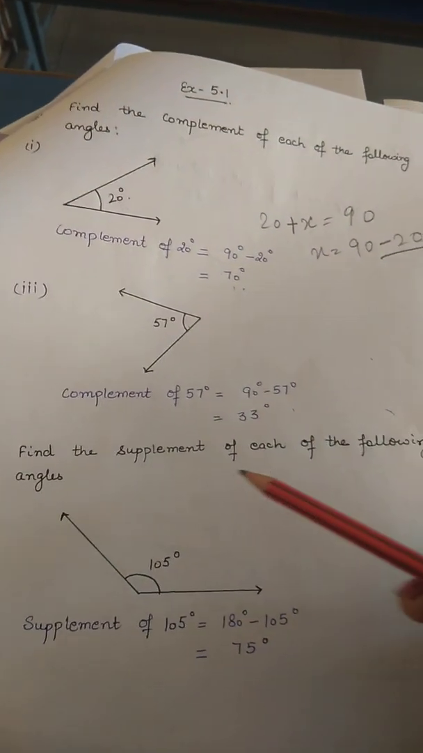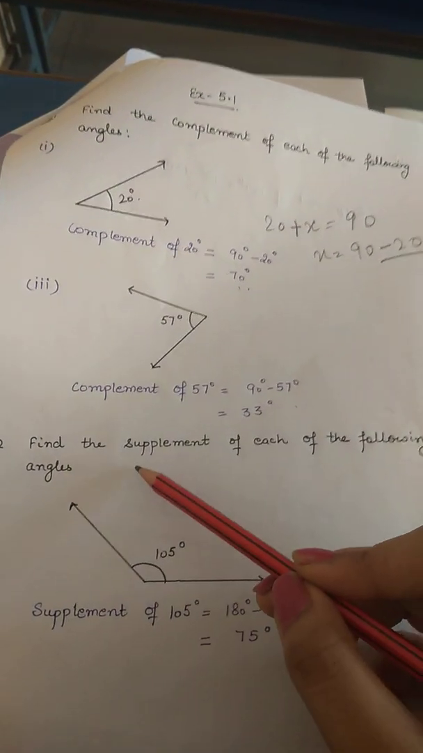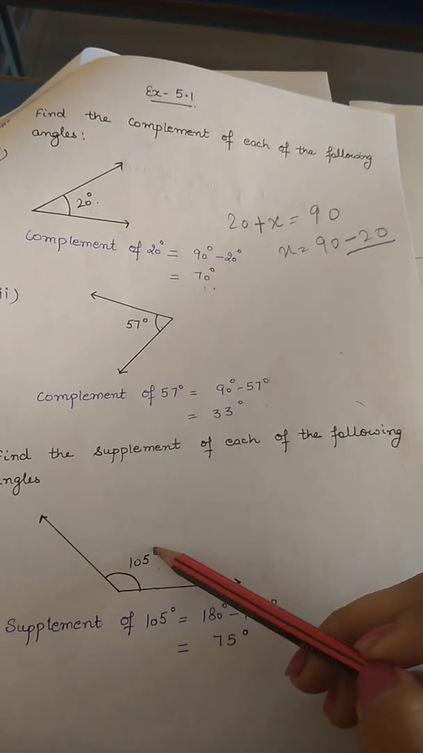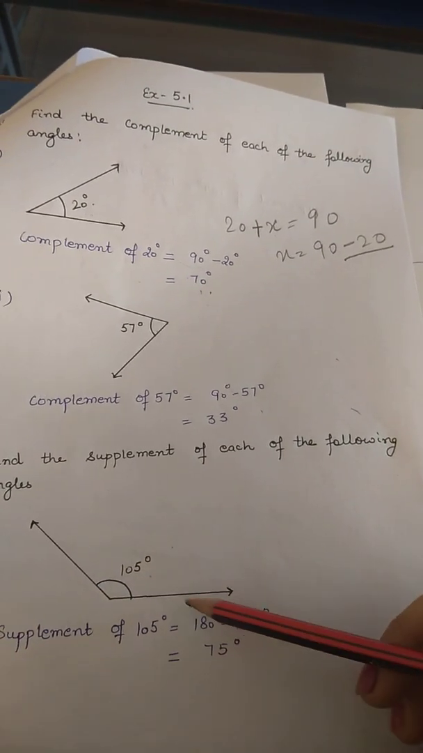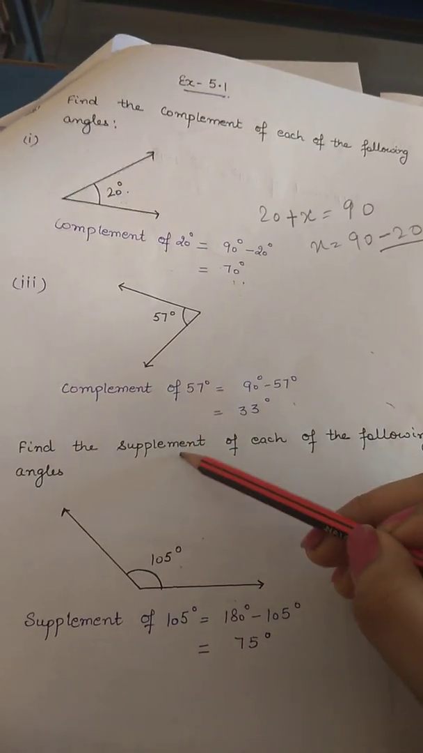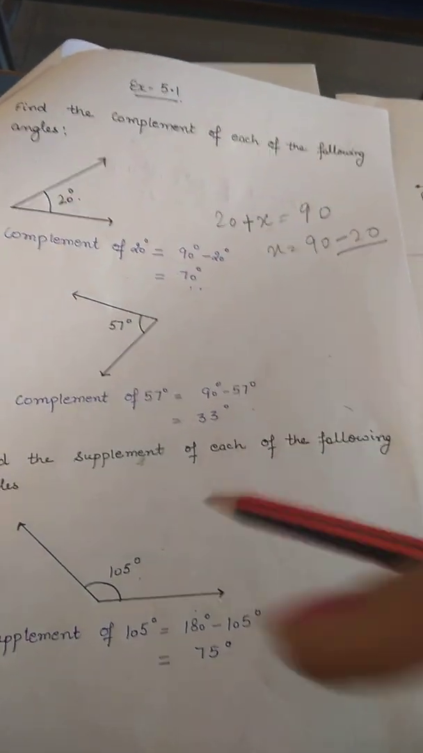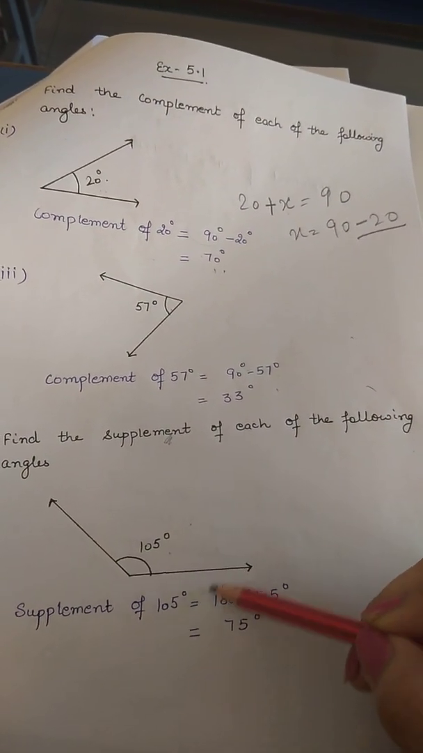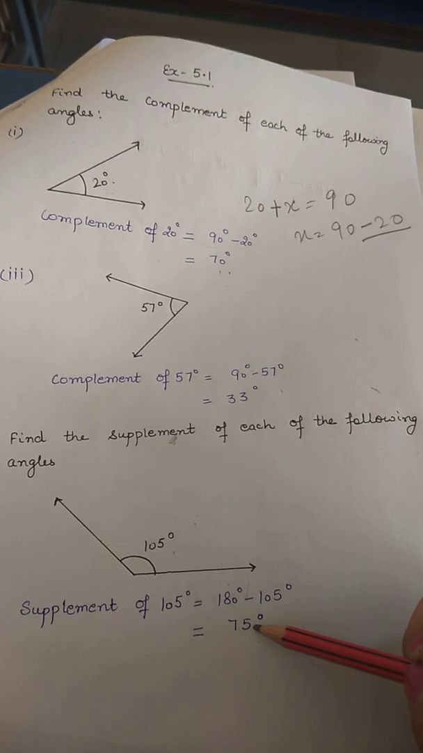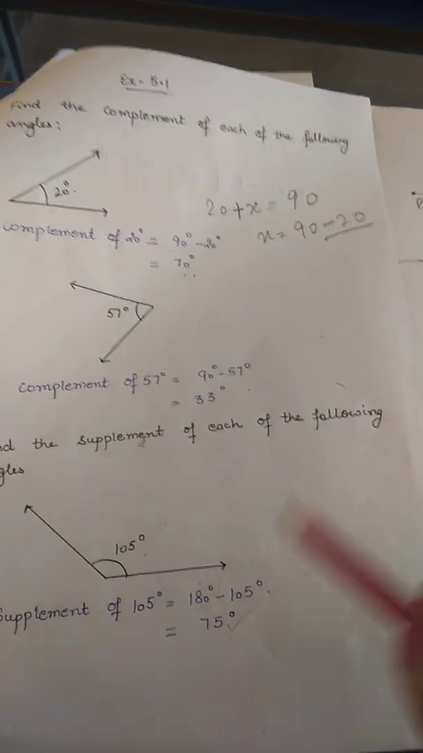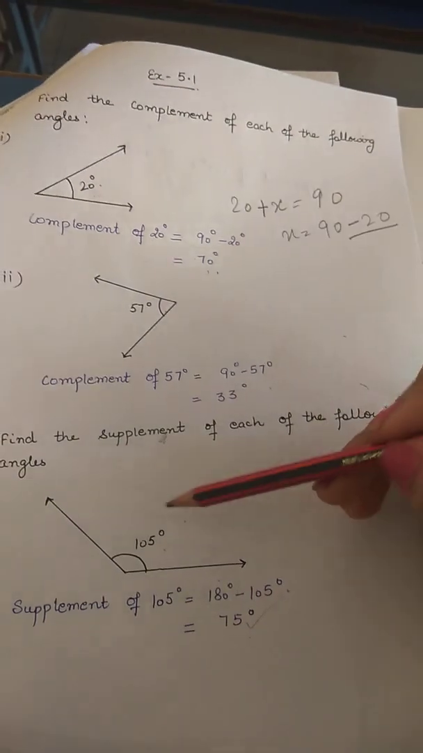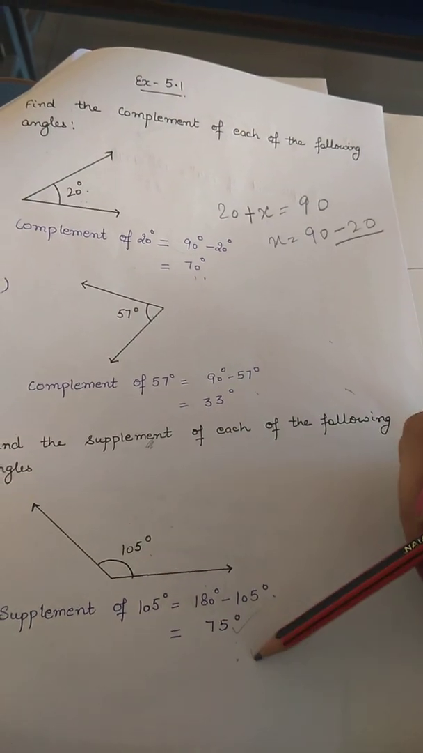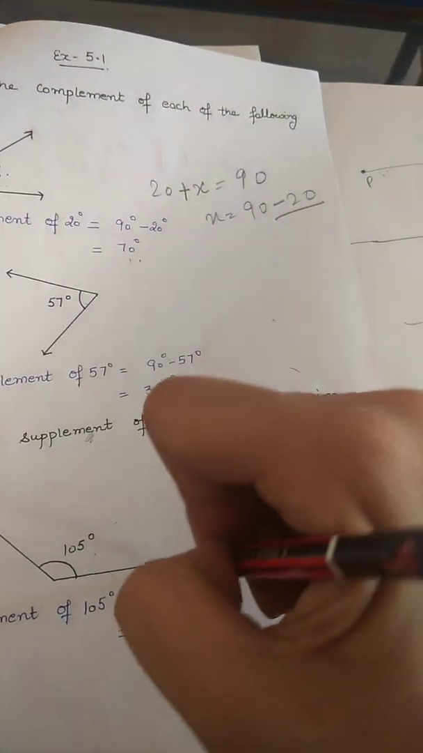Now question number 2. Find the supplement of each of the following angles. Whenever you have to find the supplement, what will you do? Subtract angle 105 from 180 degrees, because you know that for a supplement, the sum of the angles is 180. Subtract 105 from 180 degrees, and your answer is 75 degrees. For checking, add the two numbers: 105 plus 75 is equal to 180 degrees. That means our answer is correct.